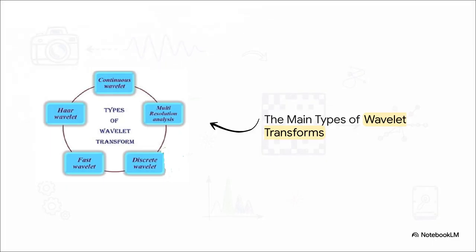And this isn't just a one-size-fits-all kind of deal. Depending on the exact need, we can deploy a really diverse toolkit. We've got the continuous wavelet, the Haar wavelet, multi-resolution analysis, the fast wavelet, and the discrete wavelet. Each one serves as a totally unique tool in our data shrinking toolbox.